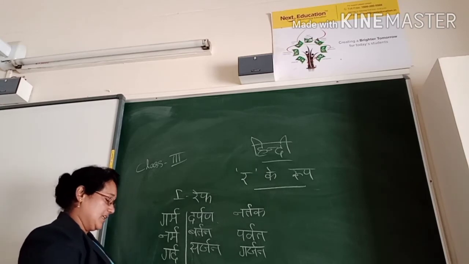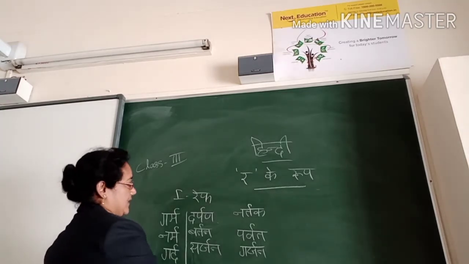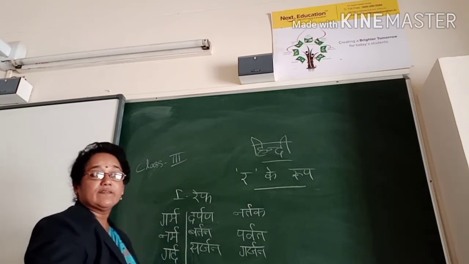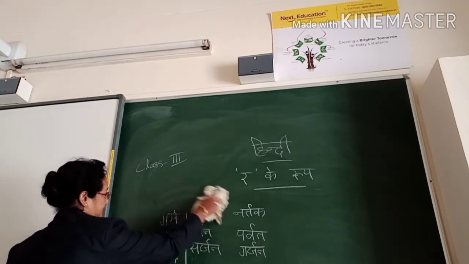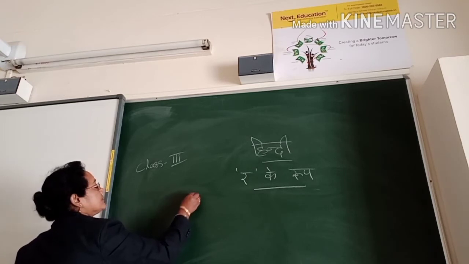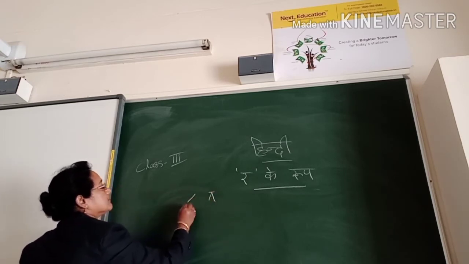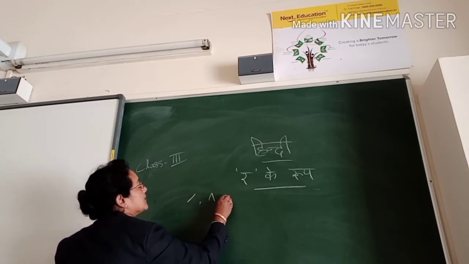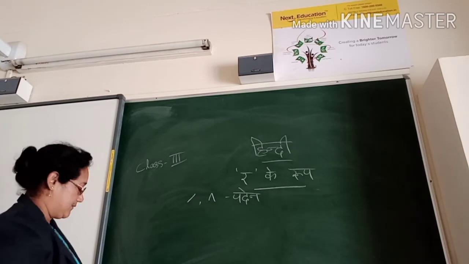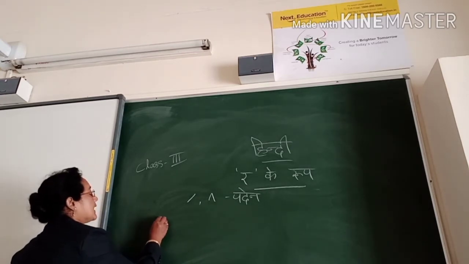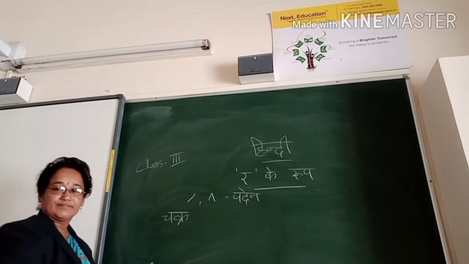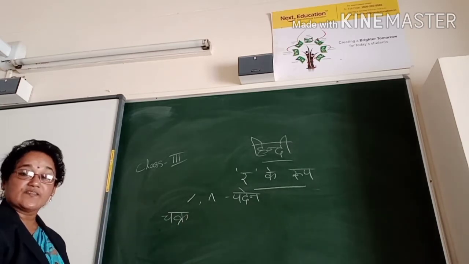Garjan. Next, with Pade. Okay, now I will introduce you to Pade. How many words are given in the reader with the Pade? This is one symbol and this is another symbol. Both symbols' name is Pade. Take a Pade first, I write Cha plus Kra, Chakra. And Chakra meaning is wheel.